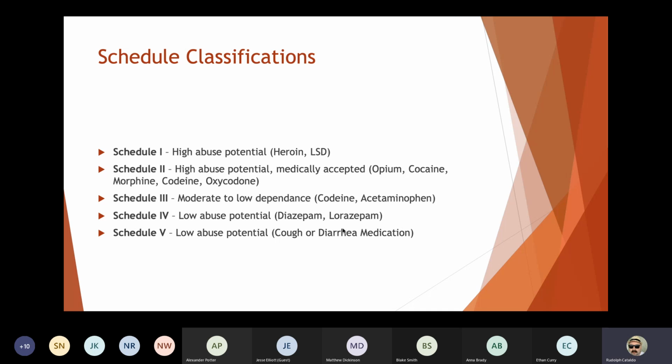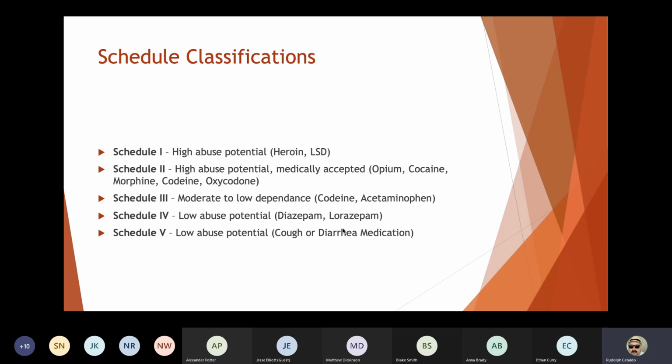Schedule 4, low abuse. This is going to be our benzos, a lot of times used for seizures or anxiety. And the bad thing about it is you're actually seeing an uptick in patients that maybe are prescribed Ativan that become pretty dependent on it. But again, it's because they take it over a longer period of time.